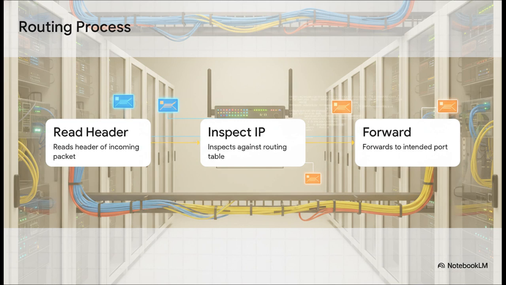Let's literally walk through the precise routing process just to demonstrate the logic here. Step 1, the router receives data and actively reads the header of the incoming packet. Step 2, it inspects the destination IP address and runs an algorithm against its routing table to find the most efficient path. Step 3, it encapsulates that data and forwards the packet out the specific port that leads to the intended external network. It's literally doing postal service level logistics in milliseconds.